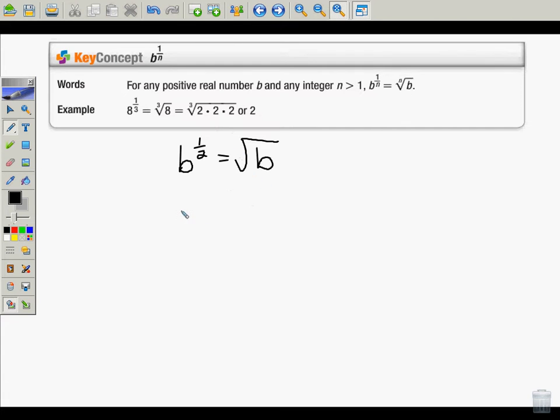So now if I had something like b raised to the 1/8, that's where I'd get the 8th root of b. So for example, 8 raised to the 1/3 is the same thing as the cube root, or the third root of 8, which would be the third root of 2 times 2 times 2, or 2 raised to the 3rd power, or just 2.